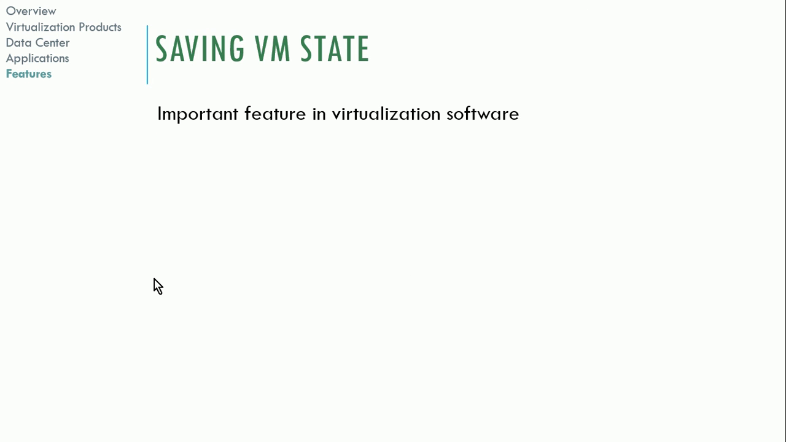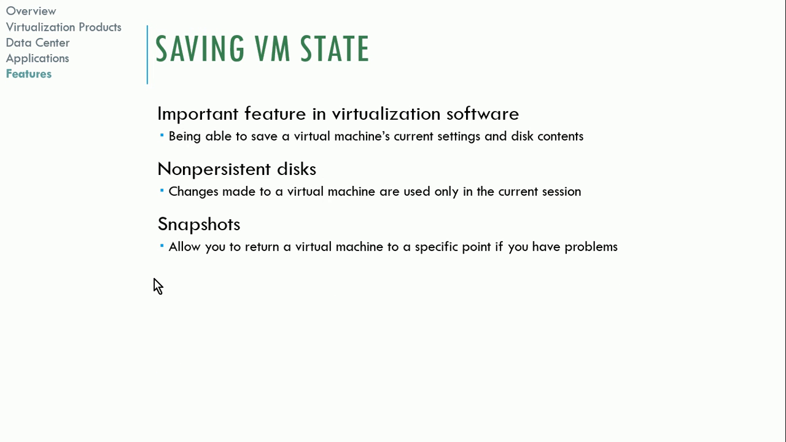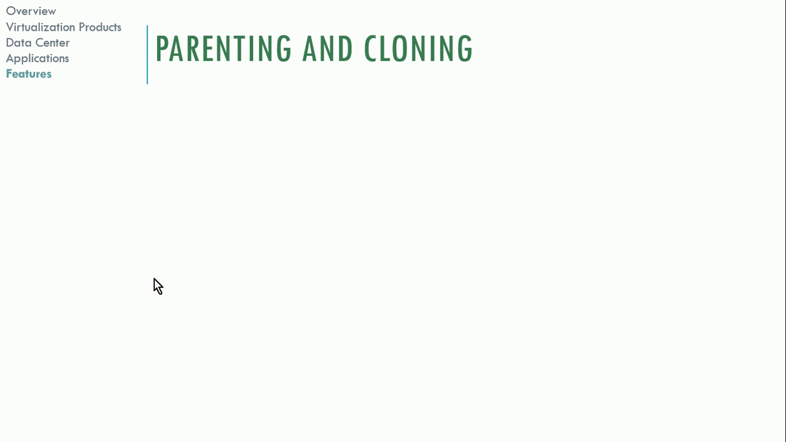As far as saving a VM state, this is an important feature. This is one of those really nice features about VMs: you can save a state of a virtual machine at any given time, and you can always come back to that state, unlike a physical machine, which is much more difficult to do that. Non-persistent disks, when you make changes to a virtual machine, are only used in the current session. You can take snapshots, which allow you to return to a virtual machine at a specific point in time if you have some problem. A lot of times we'll take a snapshot of a machine before we make any major changes. That way we can go back to the snapshot prior to making any of those changes.